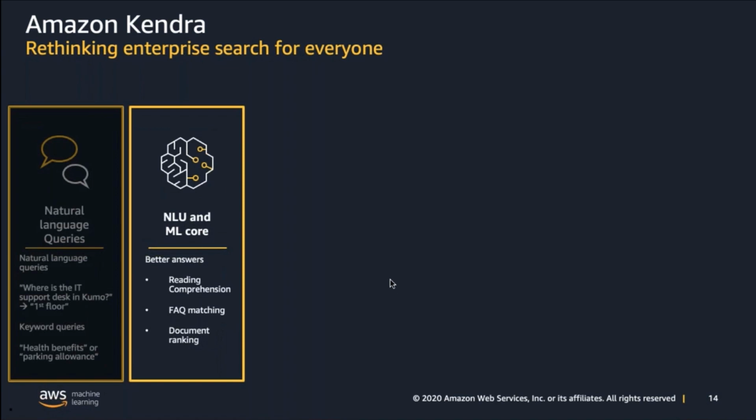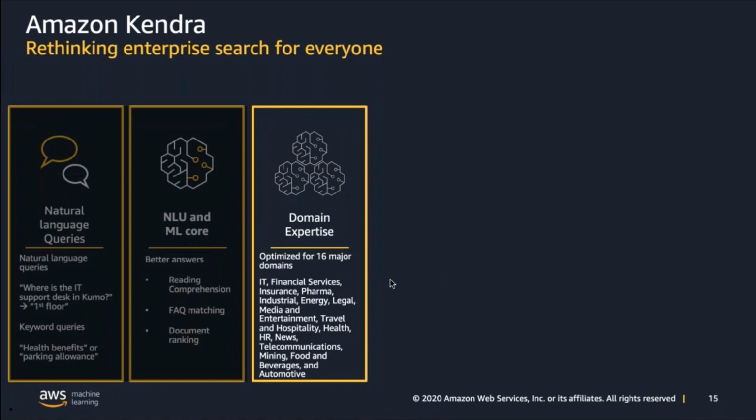Kendra provides 3 ways to provide answers. One, we call it the reading comprehension, which understands documents and provides answers, a suggested answer right at the top. Kendra also has the ability to look for matching questions. This feature is called FAQ matching. And finally, Kendra has the ability to provide ranked document search results, starting with the most relevant document down to more pages of documents.